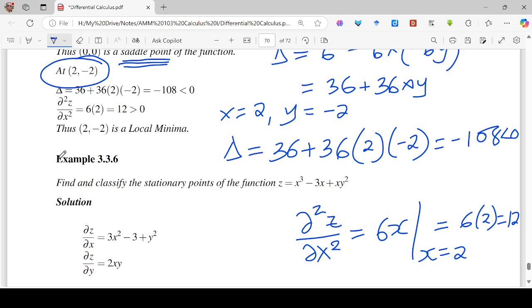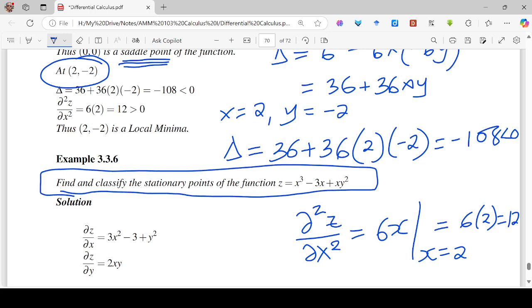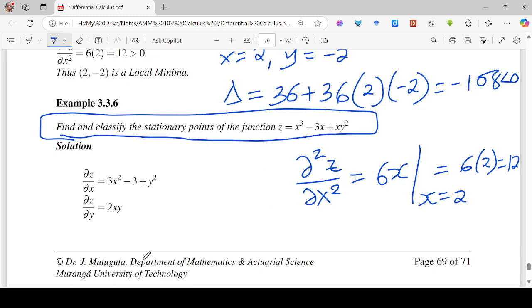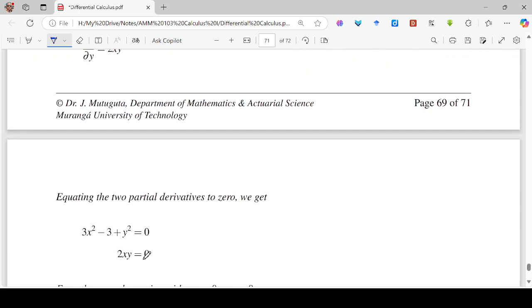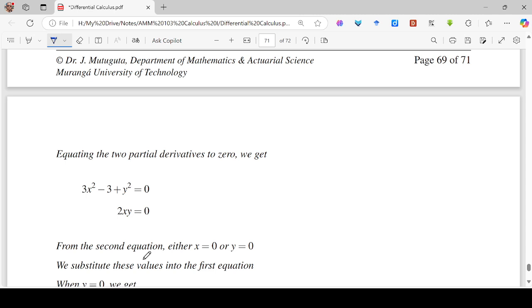Now, we have another example here. Of course, I'll share these notes so that you can work them out. You find and classify the stationary points of this function. We have the partial derivative of z with respect to x and the partial derivative of z with respect to y. So we find those. Next thing, we equate each of the derivatives to 0.